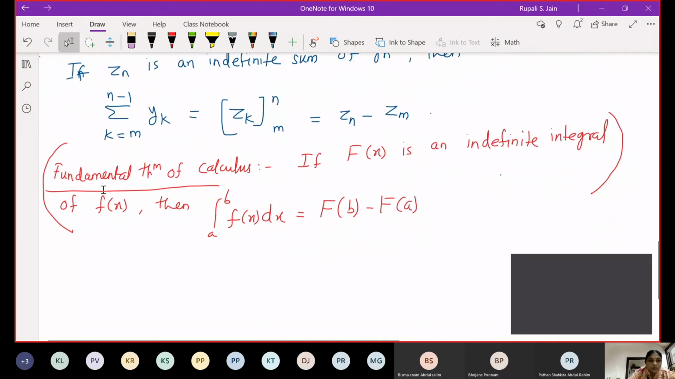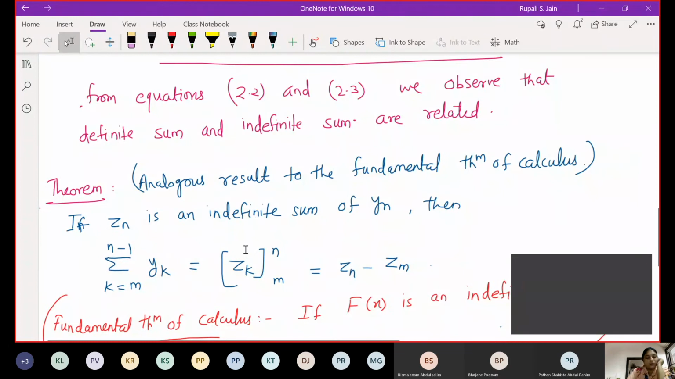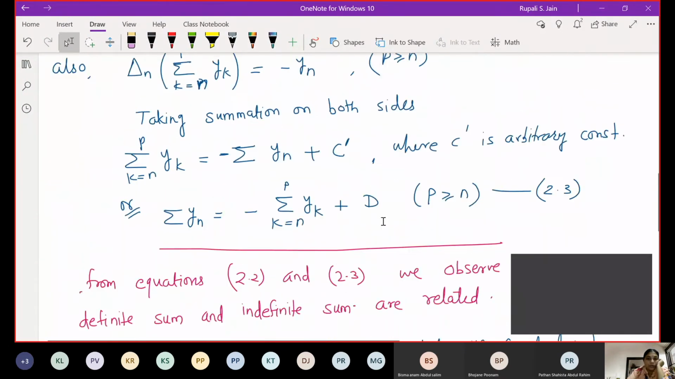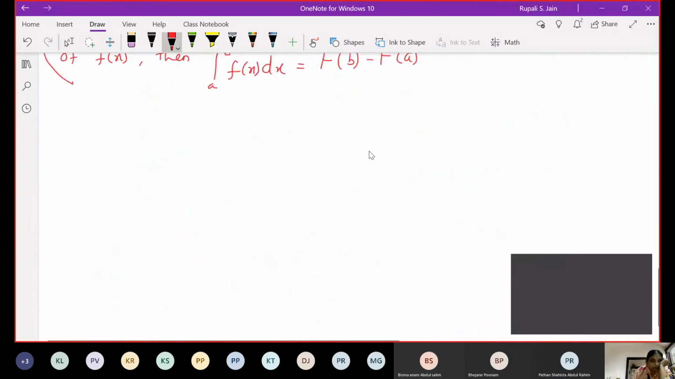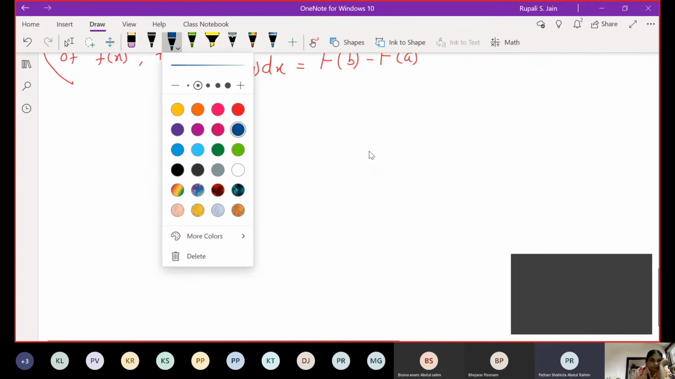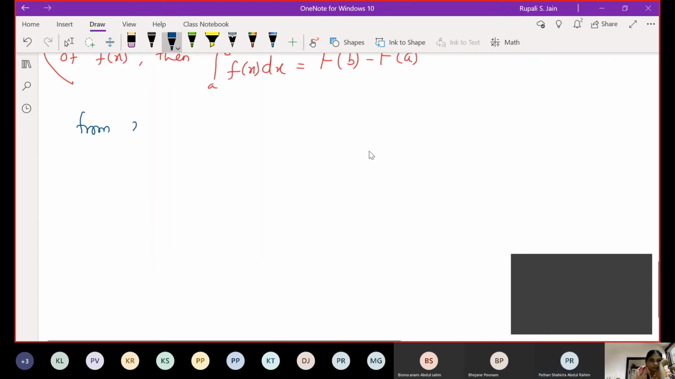Now I want to prove this theorem. How can I prove this? I have 2.2. What is 2.2? The indefinite sum of yn is the relation between indefinite sum and definite sum. So what do we have from 2.2?